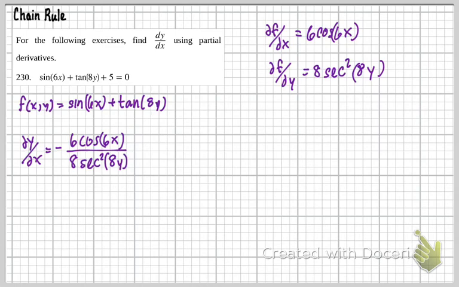Now from here, we're just going to try to simplify if we can. And that's going to be ultimately just that 8 and that 6 that we can simplify. So it's going to be negative 3 cosine 6x over 4 secant squared 8y. So that's going to be our final answer for this one. Again, that one's just following the formula, as all of them were, but just another way to get there, given slightly different information.